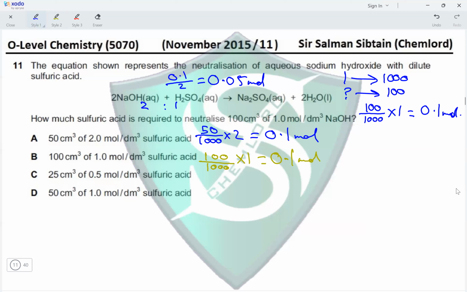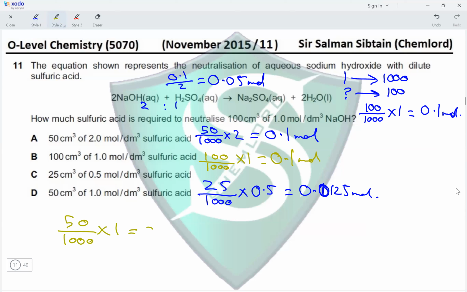The third option would be calculated as 25 upon 1000 into 0.5. So this would give us a value of 0.0125, which is not the option that we are looking for. So this gets eliminated as well. And the last one would be 50 upon 1000 into 1, which would give us a value of 0.05 moles. And this is the value that we are looking for. Therefore, the correct option for this question is option D.